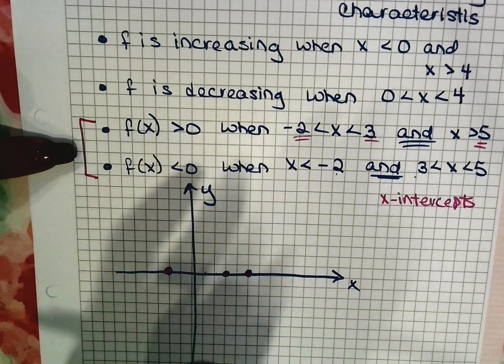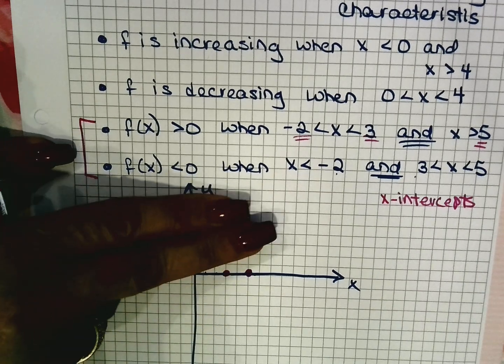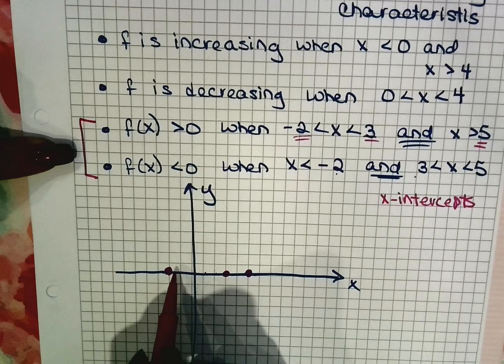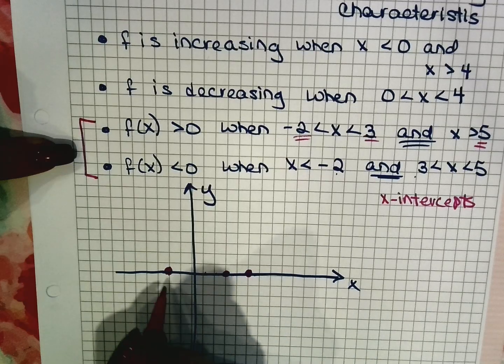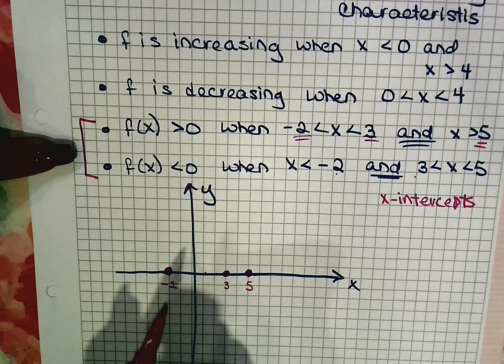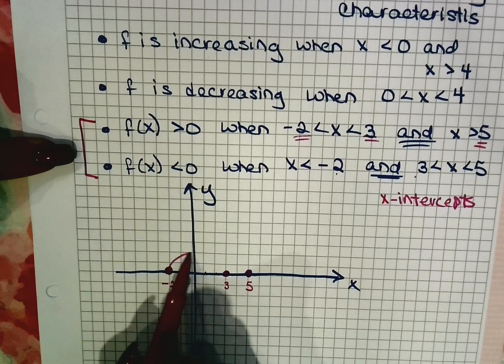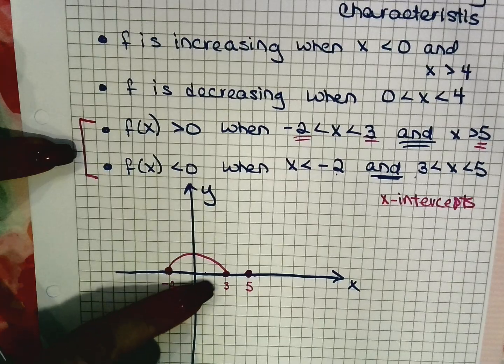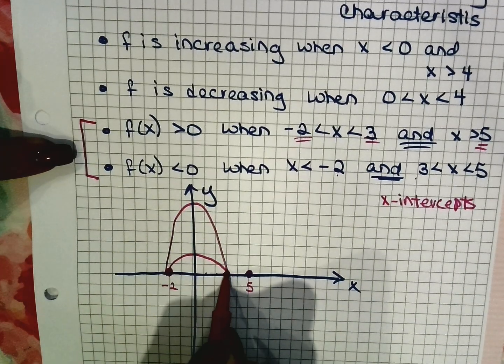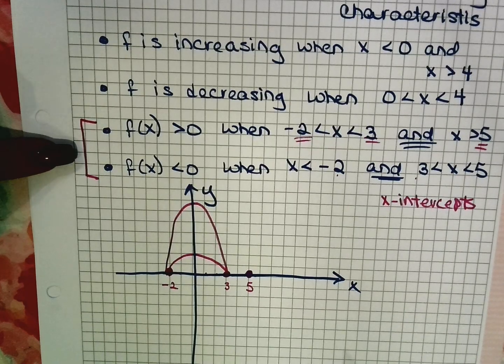f of x is greater than 0. What that means is that my function is above the x-axis when I am between negative 2 and 3. Remember, this is negative 2, this is 3, and this is 5, in case you forget. So the function is positive between these two. Again, I don't know how high this goes. This could go like that. We have no idea, nor do we really care.